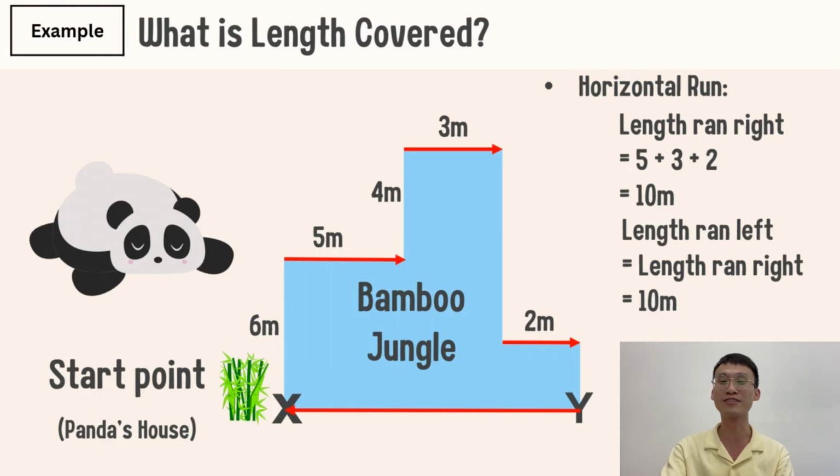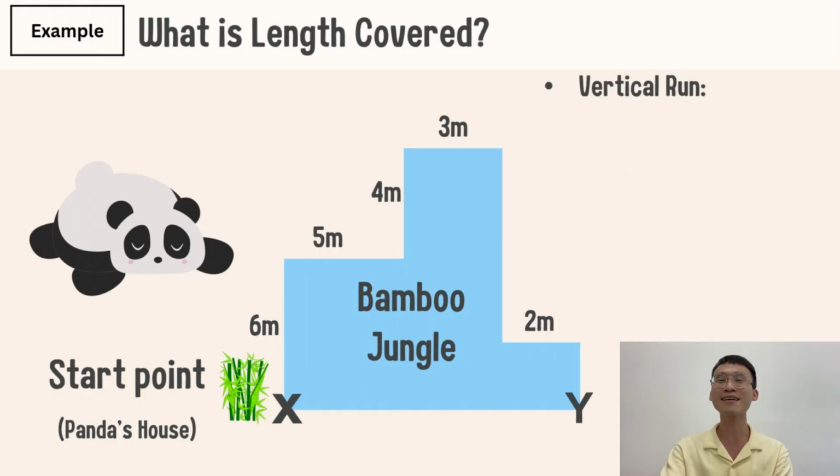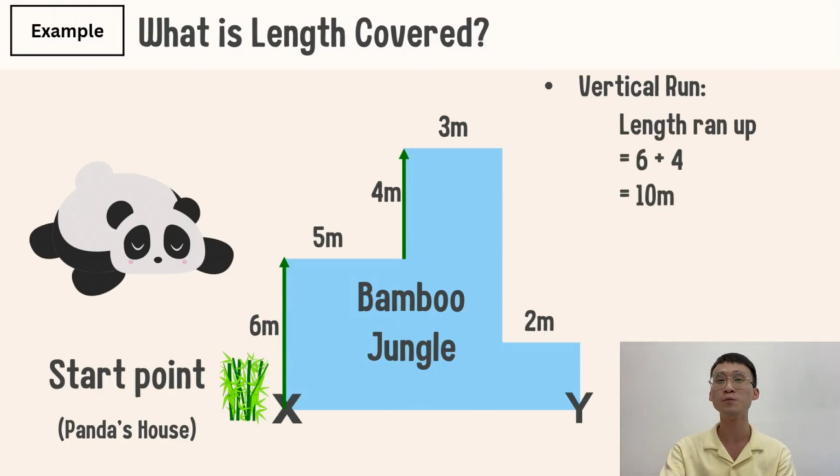Let us now observe the vertical run together. What is the length that the fat panda has covered from running upwards? Exactly, from looking at the upward arrows in the figure, we can just simply take 6 plus 4 to get a total of 10 meters. How about for the length covered from running downwards? Do you see any relationship between the length covered by running upwards and downwards? Exactly, from the downward arrows in the figure, the length covered from running upwards is equal to the distance for running downwards.